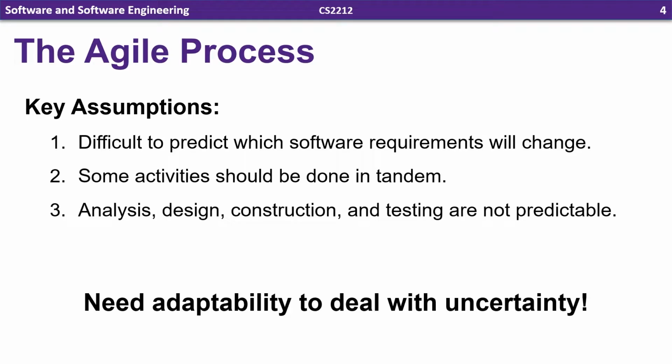So with all these assumptions, they all are dealing with uncertainty. Uncertainty due to change, uncertainty due to our plans being incorrect, or uncertainty due to errors earlier on in the process. So we need adaptability to deal with that uncertainty, and that's what Agile's trying to be all about.